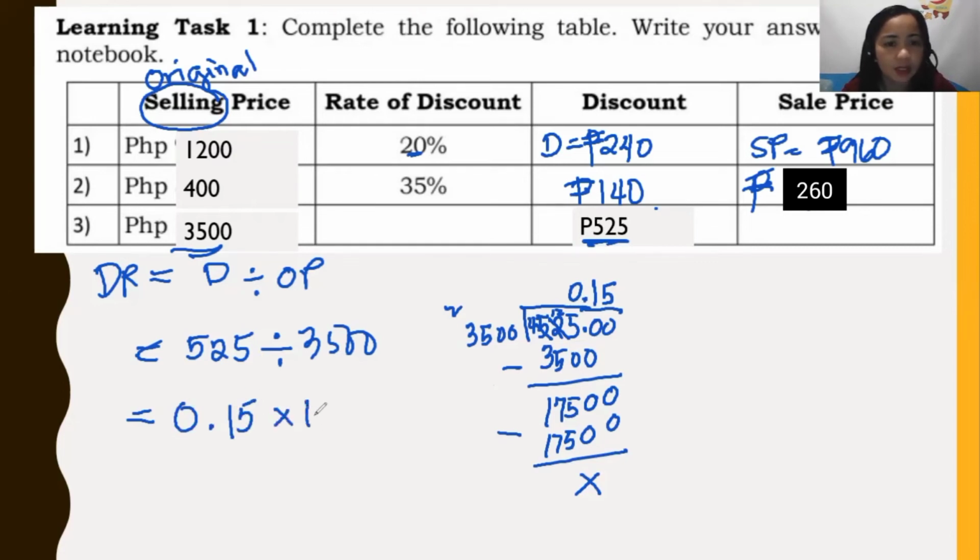Gagawin natin siyang percent times 100 or simply move 2 places. We get 15%. Therefore, the answer is 15%. Yan, medyo magulo solution ni ma'am.